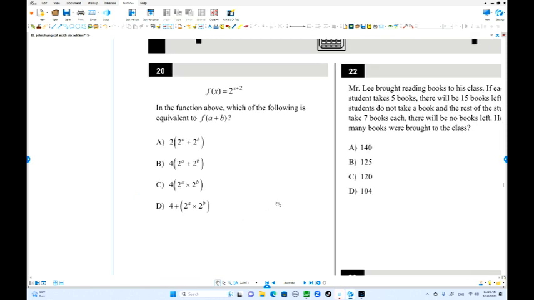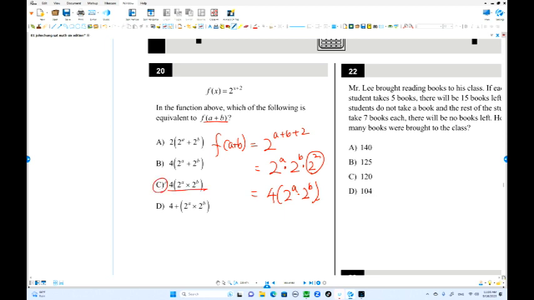Here is number 20. Which one is equivalent to f of a plus b? What is f of a plus b? 2 to the power of (a plus b) plus 2. You can separate it into 2 to the a plus b, right? Or you can separate this one, 2 squared. 2 squared is 4. Move it to the front. 2 to the a times 2 to the b, okay? That is not plus, okay? Choice C is that.